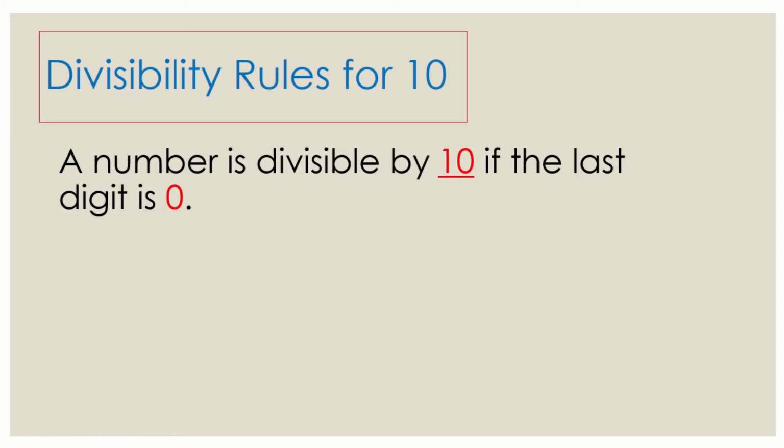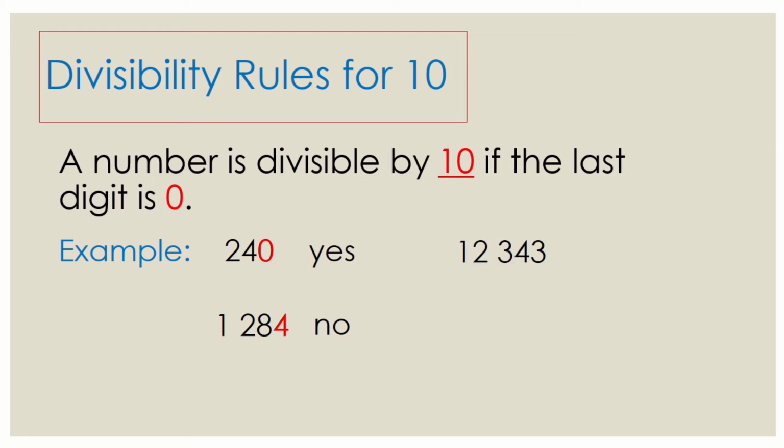Divisibility rules for 10. A number is divisible by 10 if the last digit is 0. 240. The last digit is 0, so yes. 1,284. The last digit is 4, so no. 12,343. The last digit is 3, so no. And 12,455. The last digit is 5, so no.